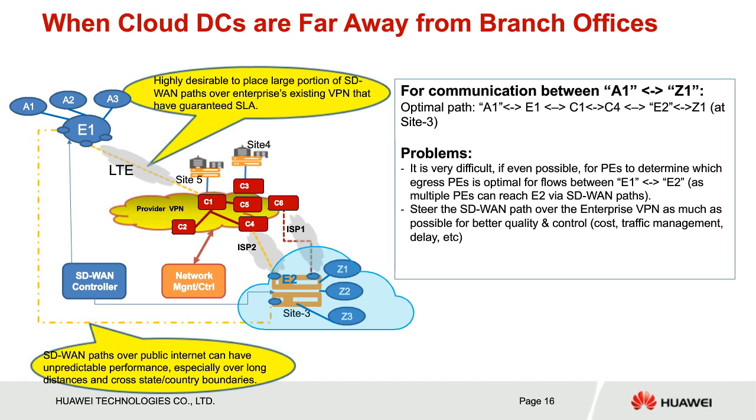So it will be highly desirable to have a certain way to control the traffic so that it utilizes most of the provider VPN. It's almost like you take an airplane to a location and then you drive for the last mile. So you want the packets, even though the SD-WAN is not terminated in the provider VPN, but you want a way to steer the traffic as much as possible through the VPN to provide better service, better SLA, and better control.